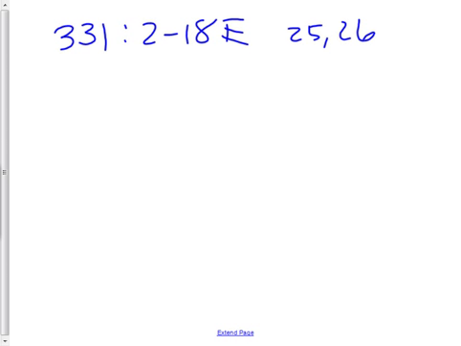It's page 331, 2 through 18 even, which is 9 questions, and then 25 and 26, which would make it 11 questions. And a lot of them are really easy, so it's really not too bad. If any of you guys are friends and could sit next to each other and share a book, that would be wonderful, because I'm not sure I have enough books. Okay. Numero dos.